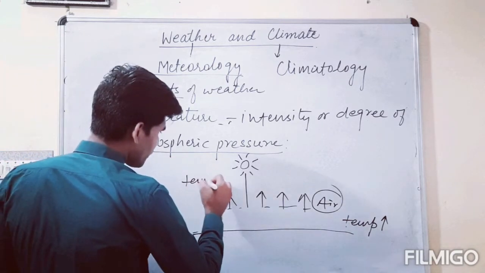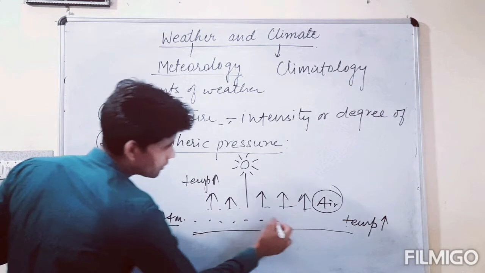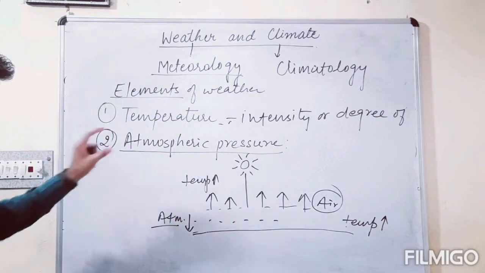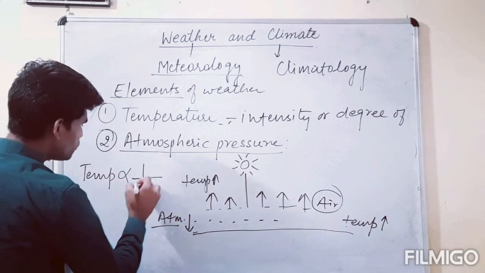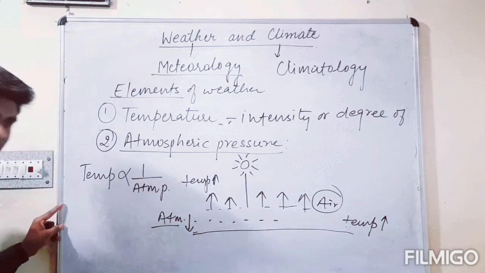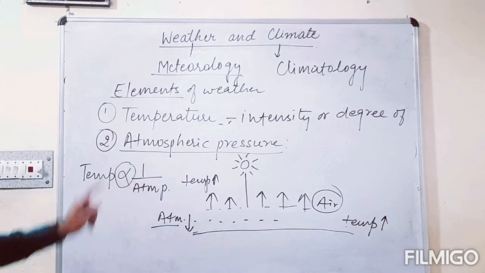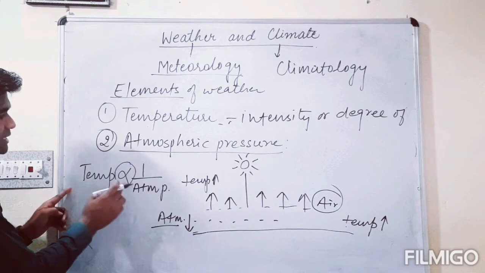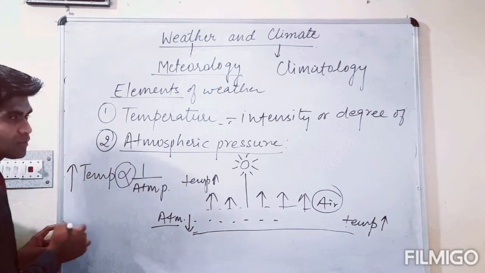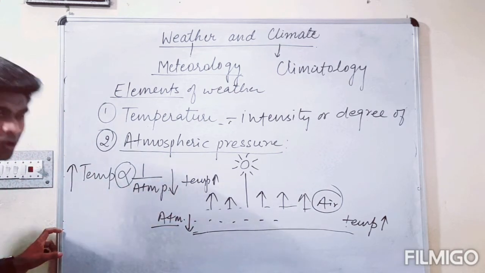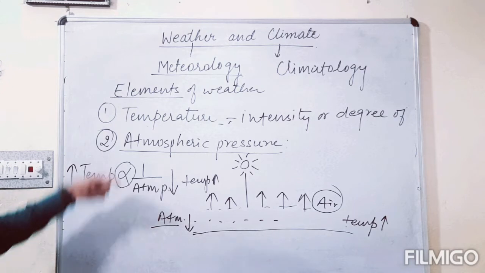The temperature is greater, so the atmospheric pressure of this region will be decreasing. So we say that the temperature is inversely proportional to the atmospheric pressure. Inversely proportional is the sign of the proportion. Inverse, that is 1 upon, reciprocal in form. So temperature is inversely proportional to atmospheric pressure, due to which when we increase the temperature, the atmospheric pressure will decrease. Or vice versa, if the atmospheric pressure increases, the temperature will decrease.